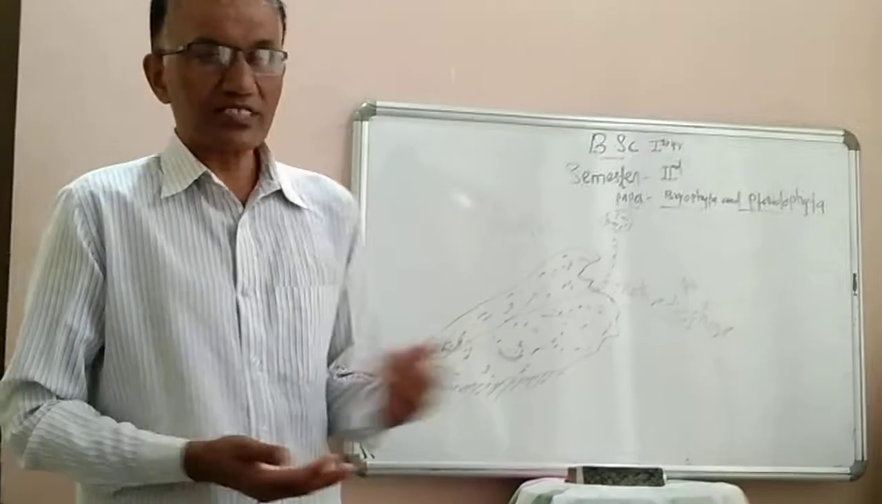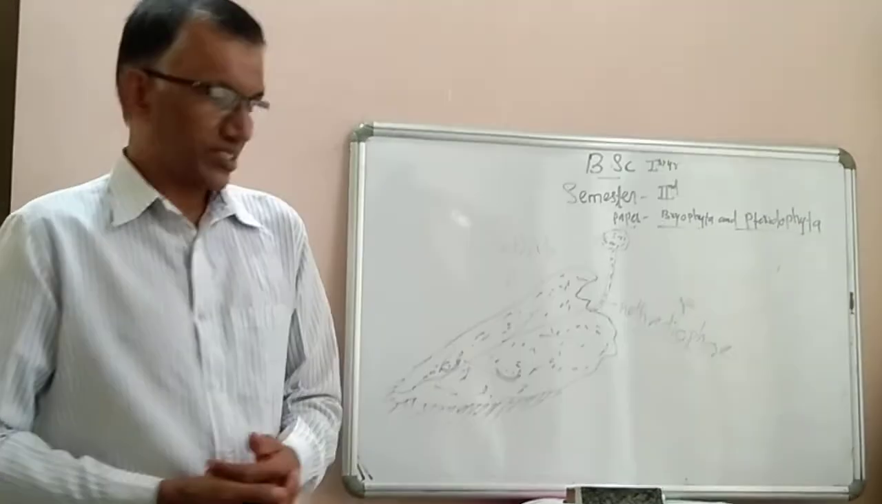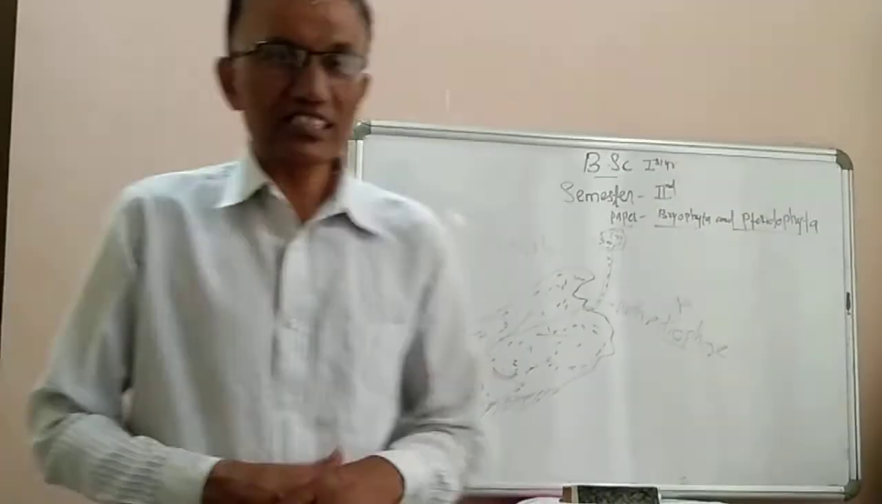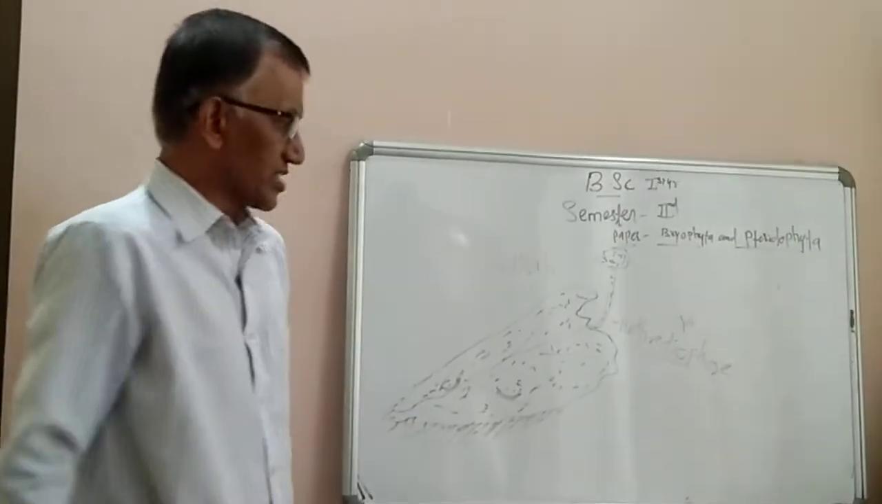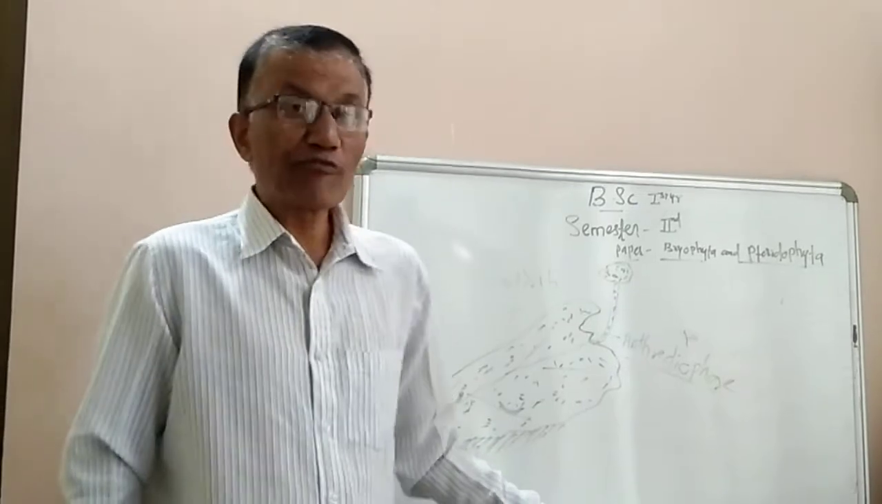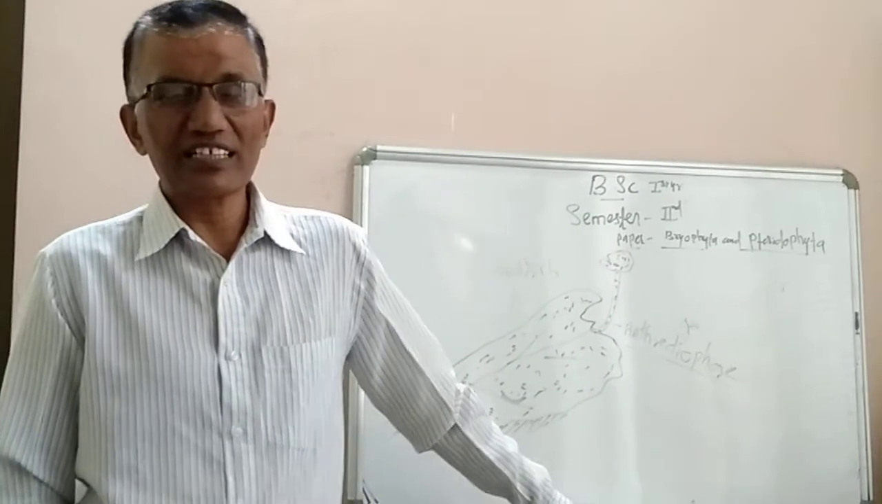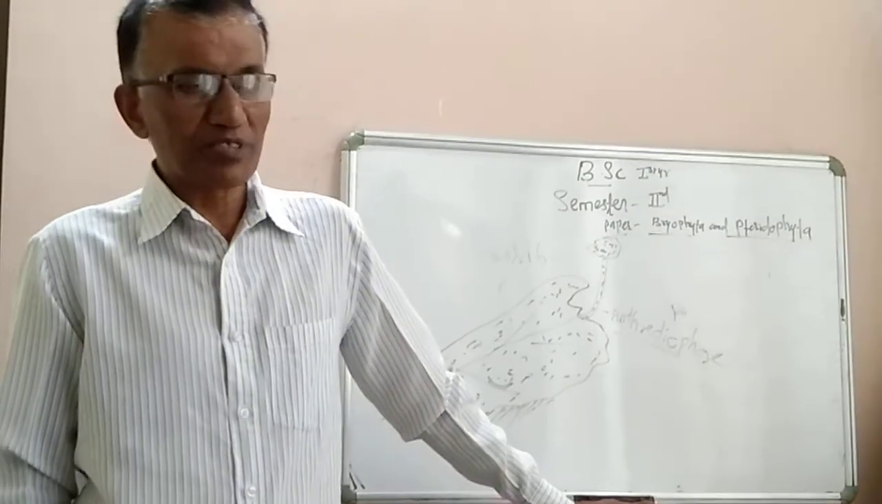That is the ventral surface and the dorsal surface. Now, while discussing the internal structure, you have to take the vertical section of the Marchantia thallus. Internally, it shows the different layers, that is the upper epidermis and the lower epidermis.